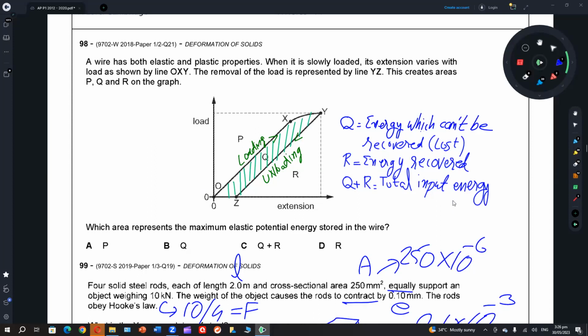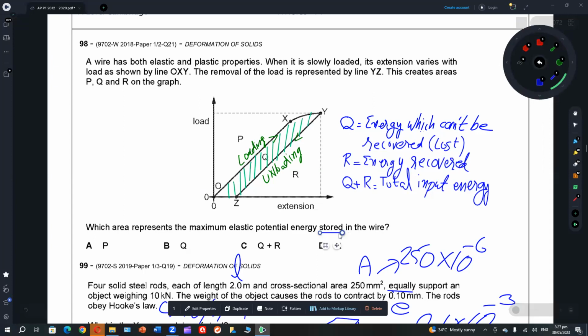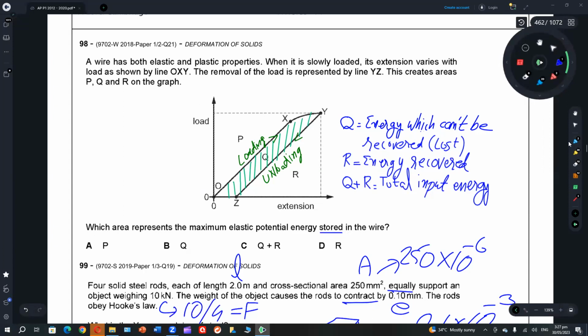Okay, so we are supposed to see the stored energy in this one. He says stored energy, which is stored in the system. So Q can't be an option. So B and C will be cut. So it's either P or R. Yes, correct. Very good judgment. And the problem is P.